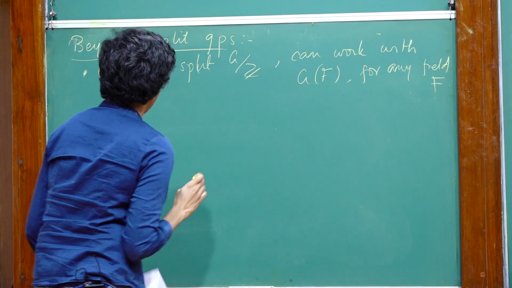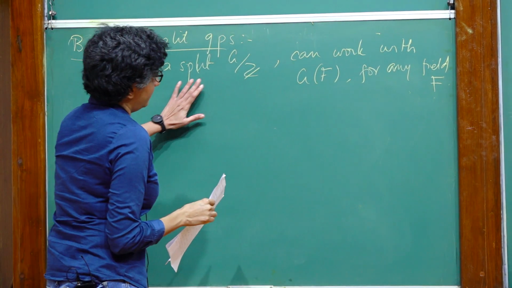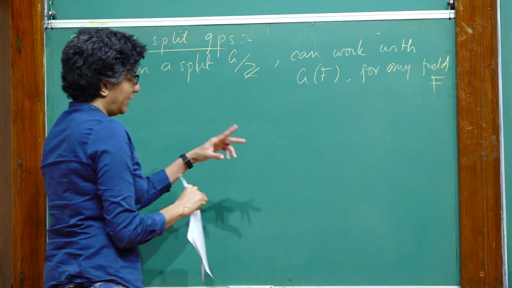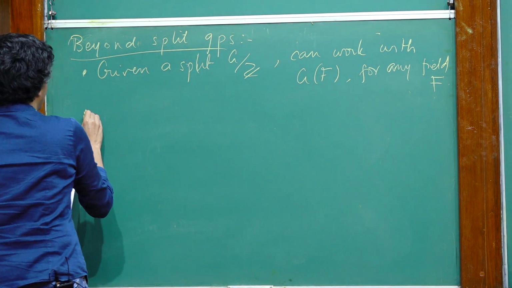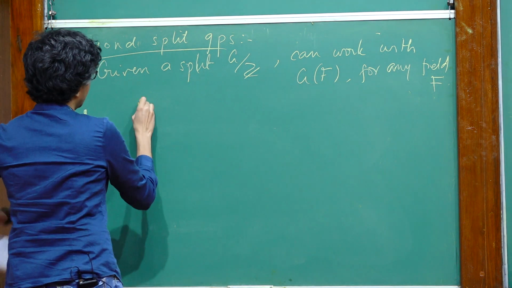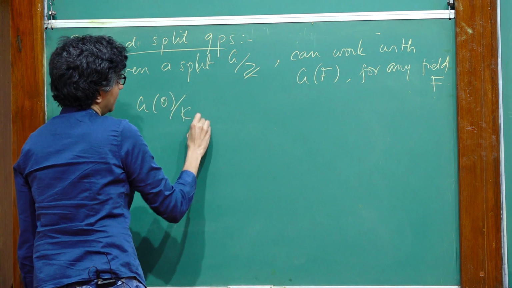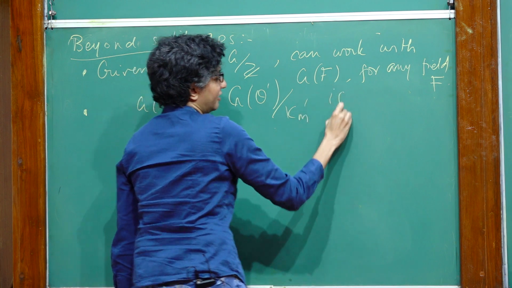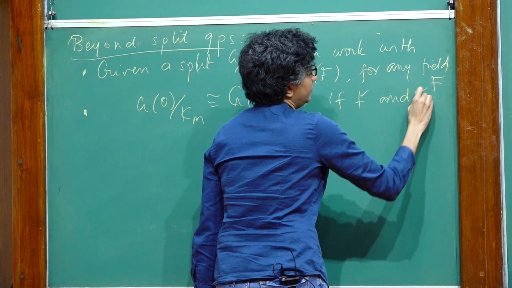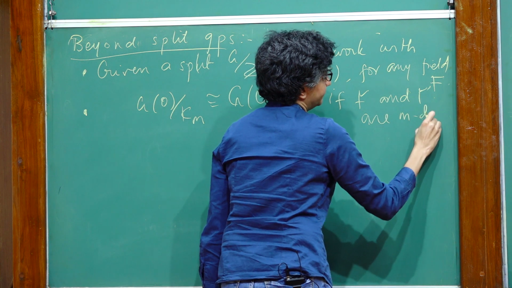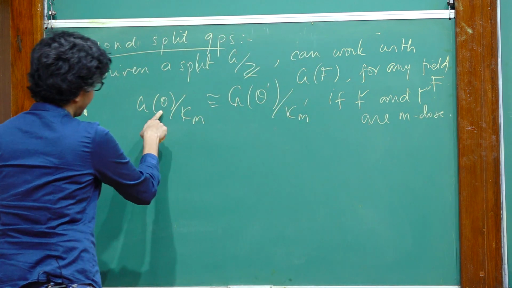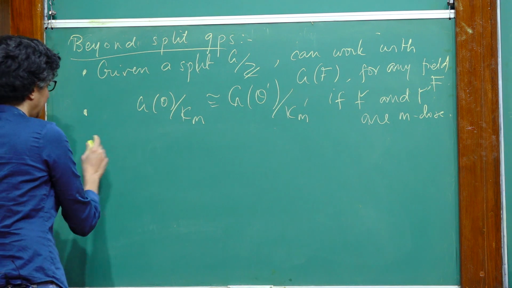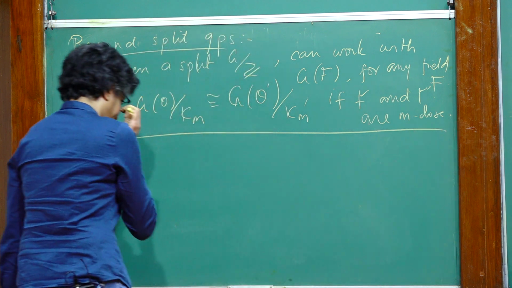But in general, if your group is not split, then one first has to make sense of what it means to give a group G prime over F prime, provided the fields F and F prime are close. And then you also have this isomorphism: G of O mod Km is isomorphic to G of O prime mod Km prime if F and F prime are M close. And again, when G is not defined over Z or over O, then one has to resolve this as well. So I'll say a few words about this.